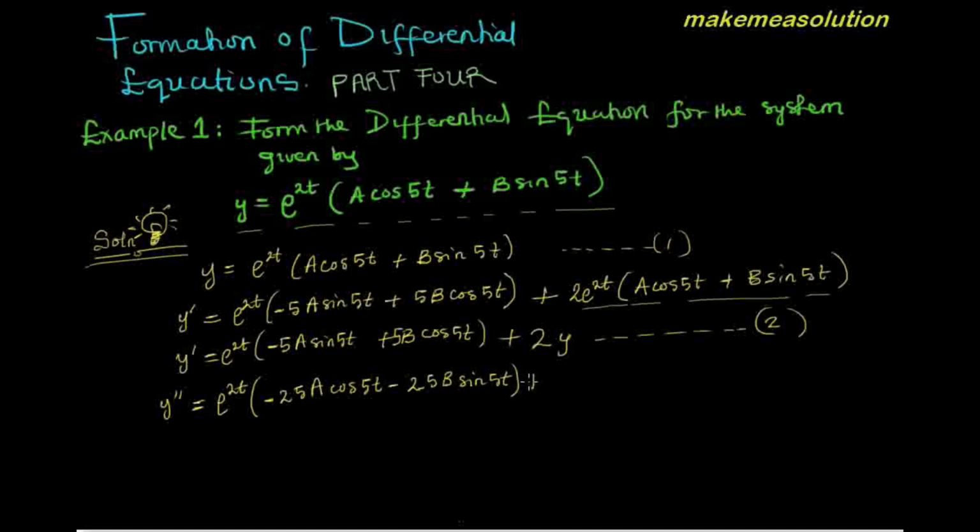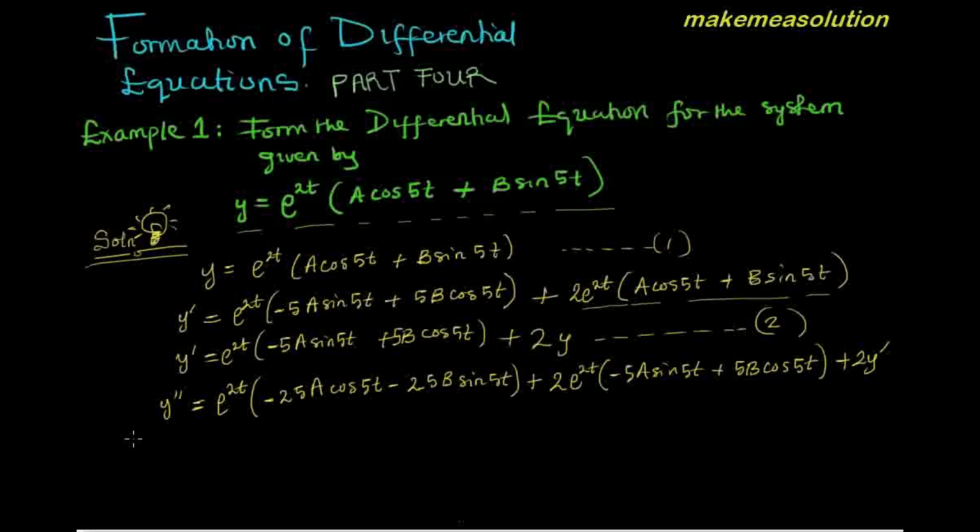Then I'll differentiate e^(2t). Remember, we held e^(2t) and differentiated the brackets. So next we differentiate e^(2t) and rewrite the brackets. Differentiating e^(2t), you get 2e^(2t), and you rewrite the brackets minus 5a sin 5t plus 5b cos 5t. Then when you differentiate this 2y, you get 2y prime.